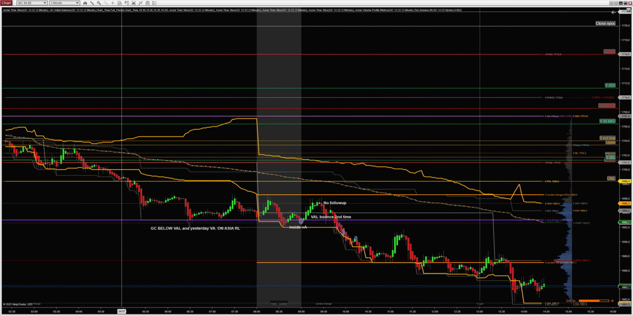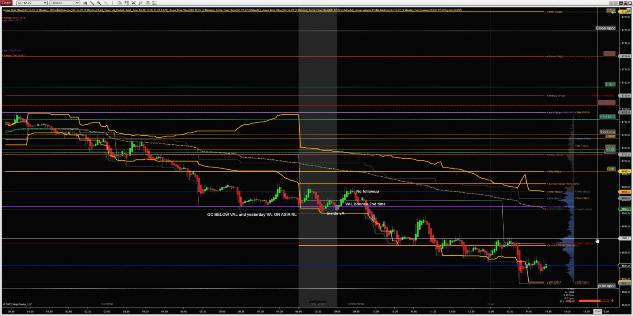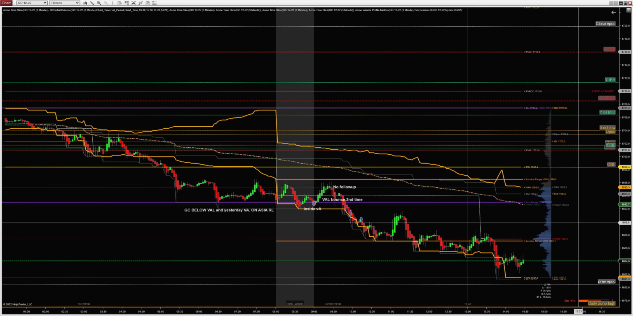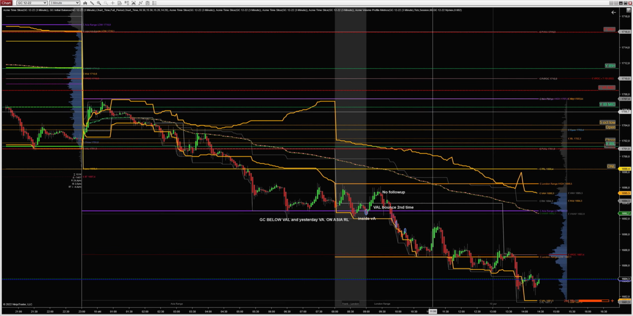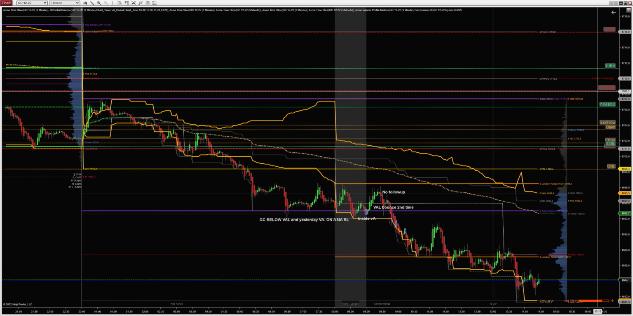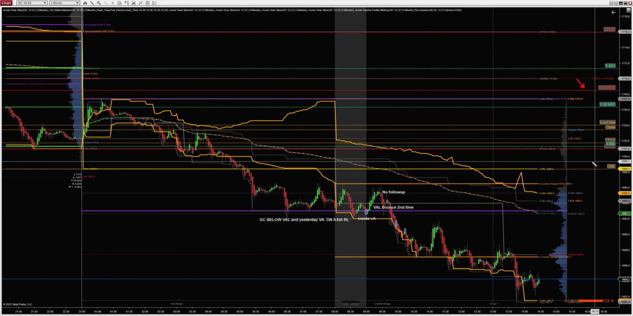I'm going to show you guys. This is the 3-minute chart. I set it to 3 minutes on gold just to give you a better idea where the value area was. Value area mid of yesterday, I mark it with my red line.